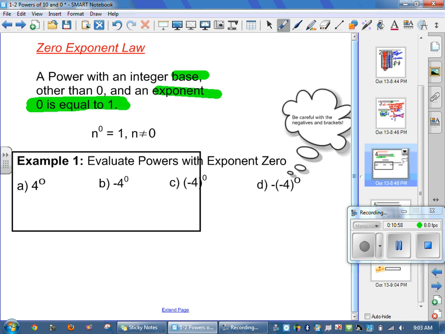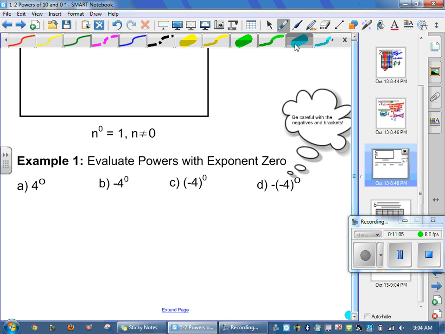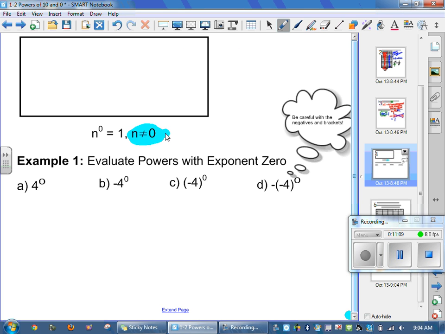So on the bottom, you're going to notice over here that we have n to the exponent 0 equals 1, but then we have this written here, that n cannot be 0. All that means is our base number cannot be a 0. Okay? All right. Now we're going to talk about powers with 0. So if we've got exponent 0, what do we notice this is going to be? Oh, 1. But now we've got a floating negative. What do you think happens? Negative 1.